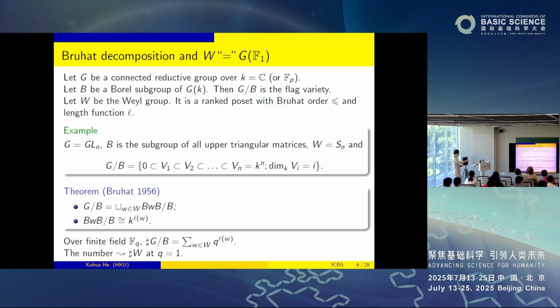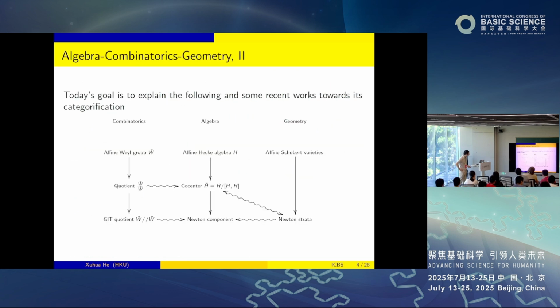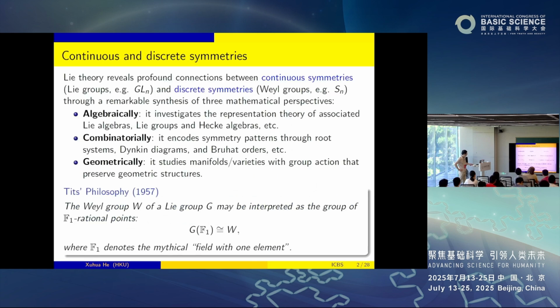What we get on the left-hand side, I mean, this just says that the finite flag variety over the field with one element is just the Weyl group. This is actually, I think, probably one of the motivations for this F_1 philosophy.